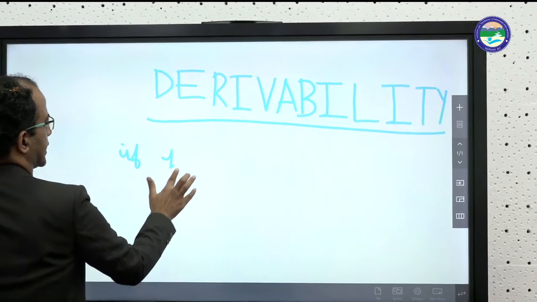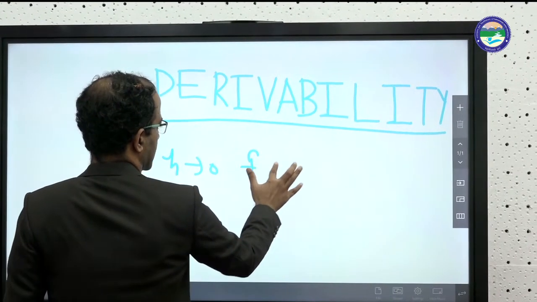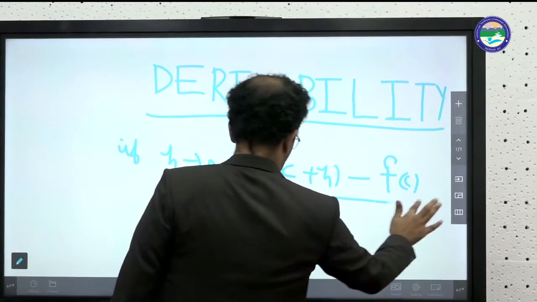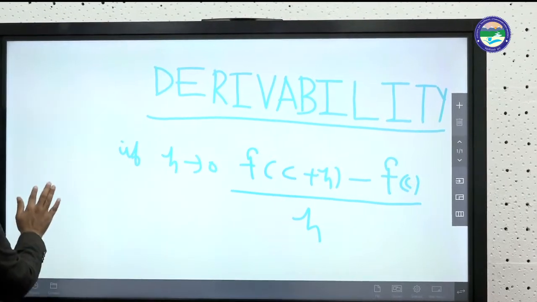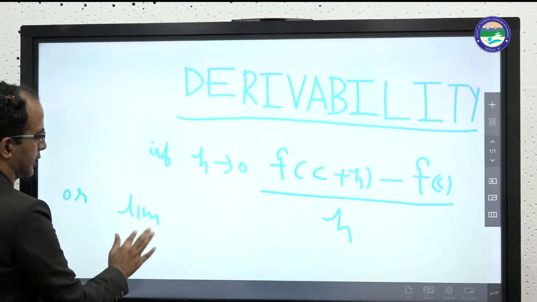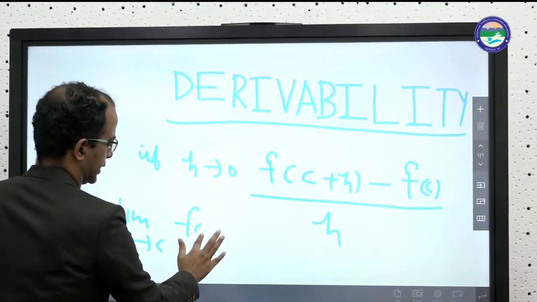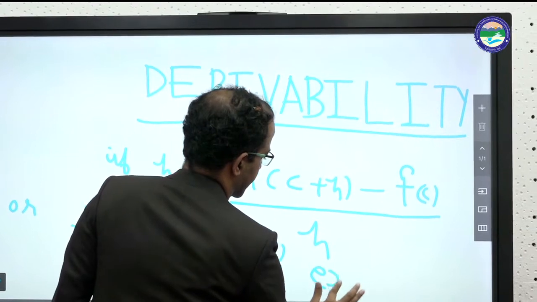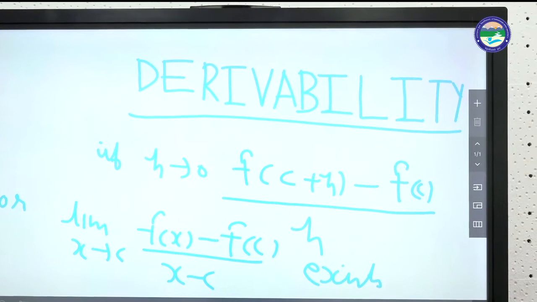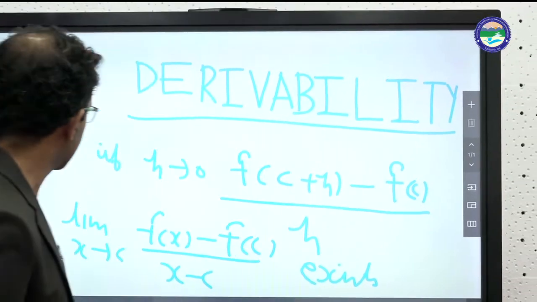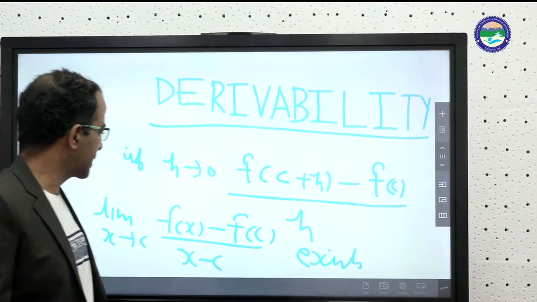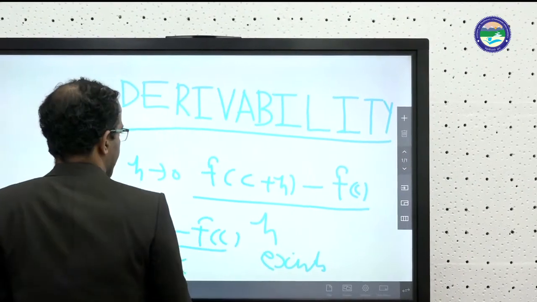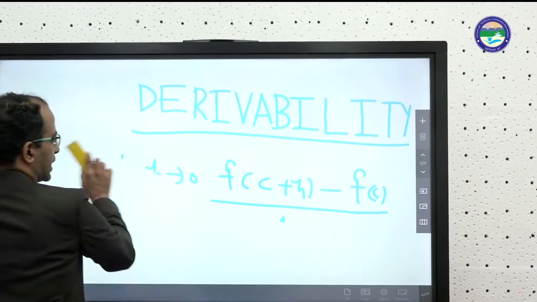If, as h tending to 0, [f(c+h) - f(c)]/h, or limit x tending to c [f(x) - f(c)]/(x - c), exists. This is the definition. If as h tending to 0, [f(c+h) - f(c)]/h, or limit x tending to c [f(x) - f(c)]/(x - c) exists, then the function is differentiable or derivable at a point. It is the definition of differentiability or derivability at a point.